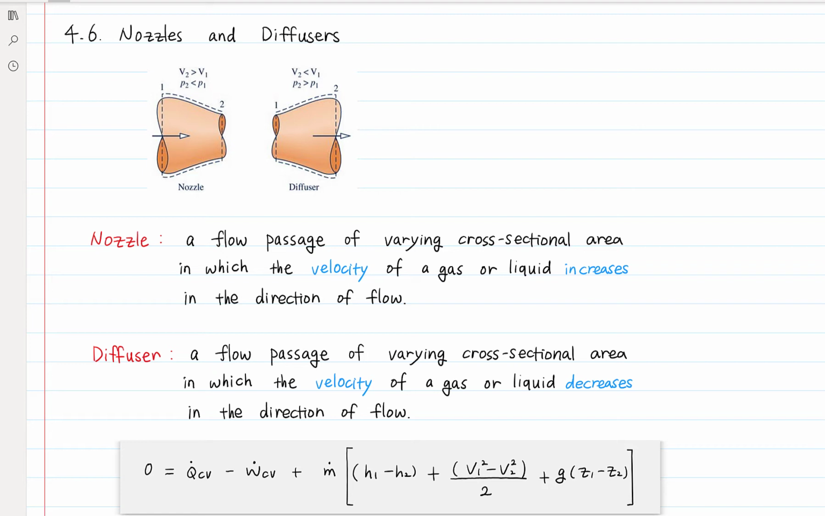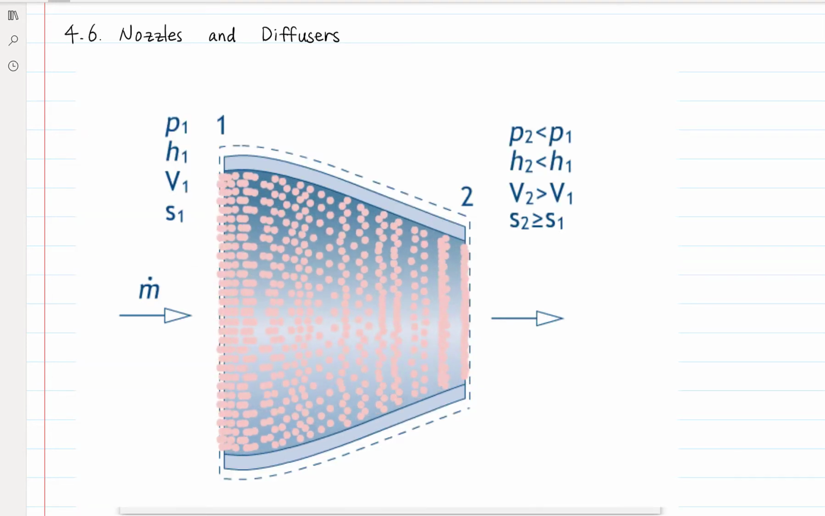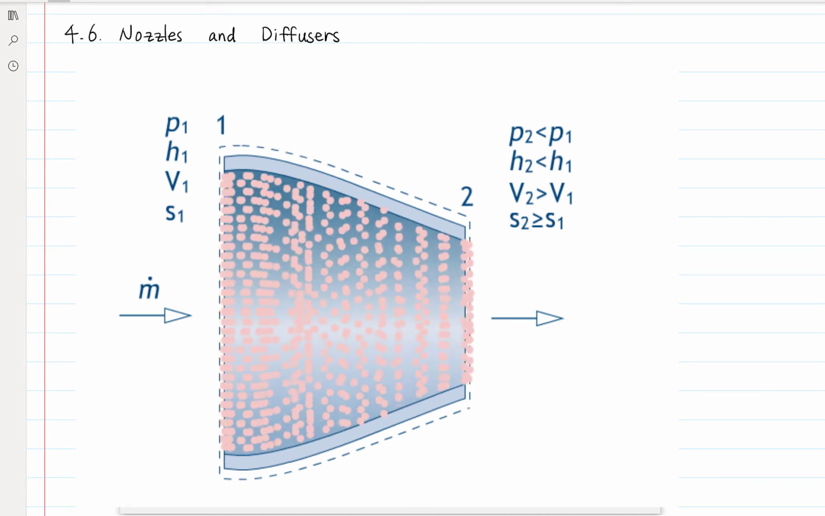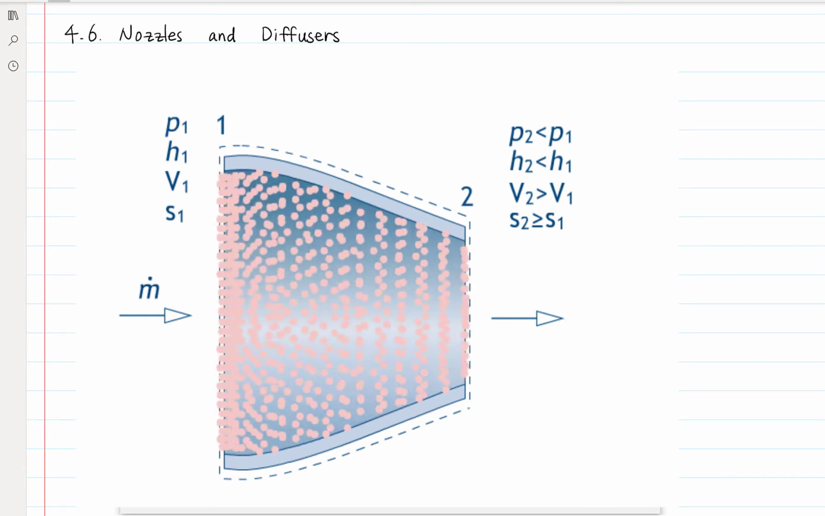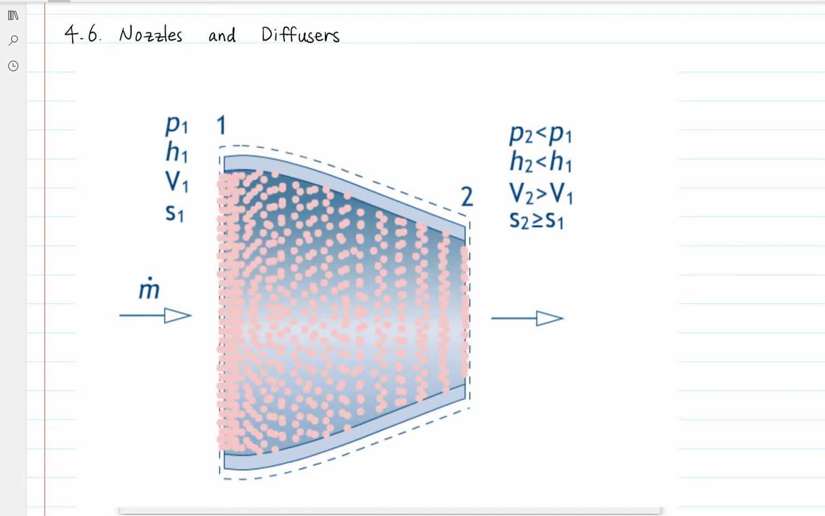In thermodynamic systems, there is a need to either increase or decrease the velocity of a fluid. So nozzles and diffusers are used to change the velocity of a flowing fluid. A nozzle is a device for increasing the velocity of a fluid in the direction of the flow. And the purpose of nozzles is to increase the velocity or kinetic energy of a fluid stream.